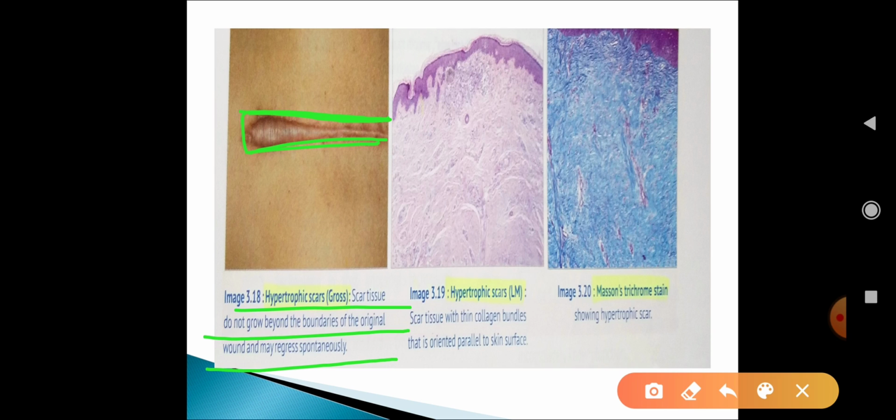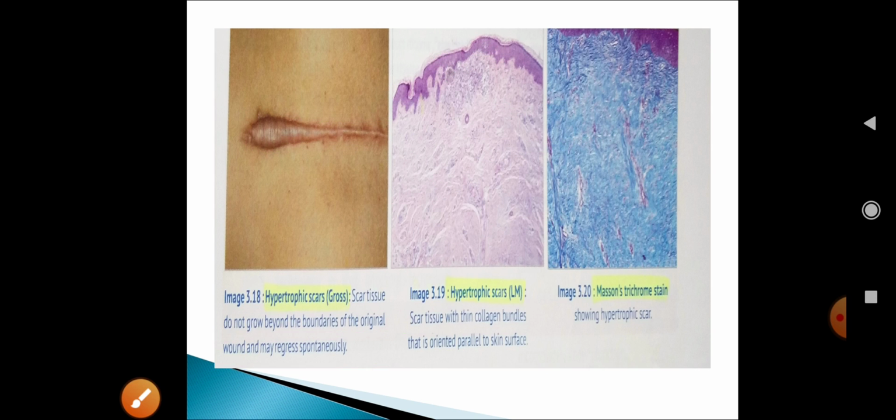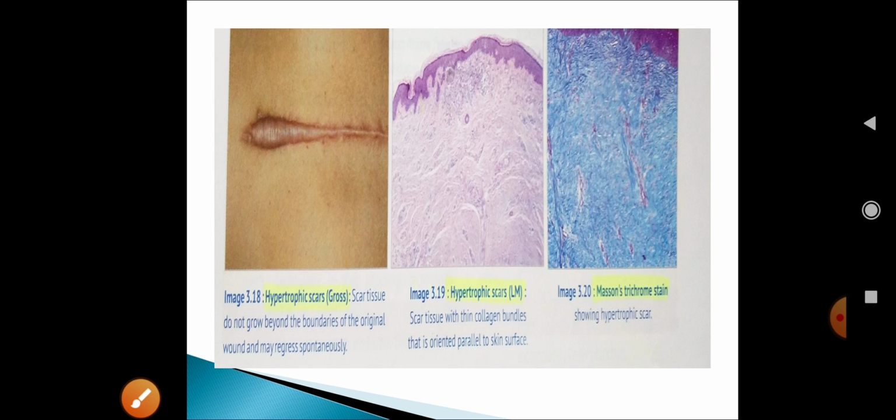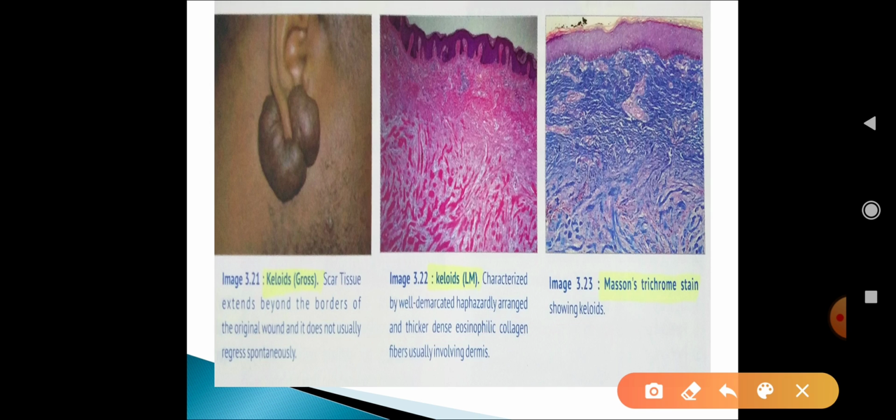And you can see microscopically the scar tissue of the collagen bundle is parallel to the skin surface. This is your skin surface and it is parallel, right? The collagenous tissue is parallel. So that is the peculiarity of the hypertrophic scar. You can do the special stain for the scar, for the fibrosis. Remember guys, the special stain for the collagenous tissue is the Masson trichrome stain, in which your collagen will appear blue colored.